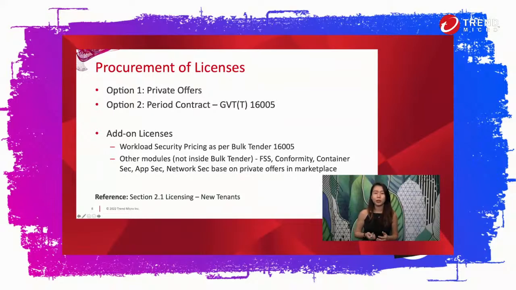So I'll take you through the procurement of licenses. There are 2 ways to procure this Cloud One module within your environment. First is private offers through the marketplaces like AWS or Azure. And then we also have another option of having this contract through your bulk tender 16005. If you want to add on any licenses for workload security, you could purchase it through the bulk tender 16005. However, the other modules are not in the bulk tender, but this could be done through a private offer, where you could talk to our account managers to discuss options, because our team has done up a special pricing for government agencies.